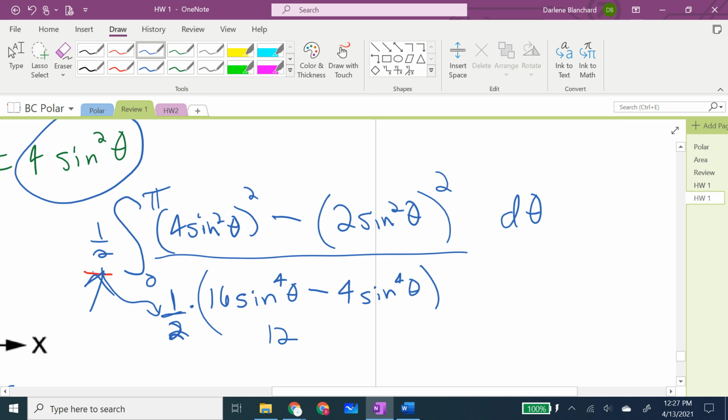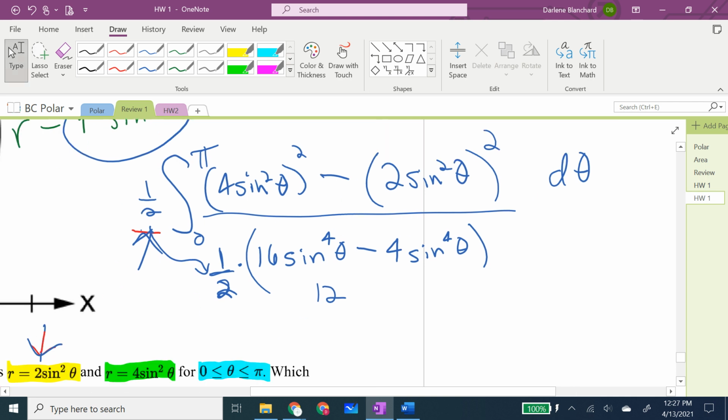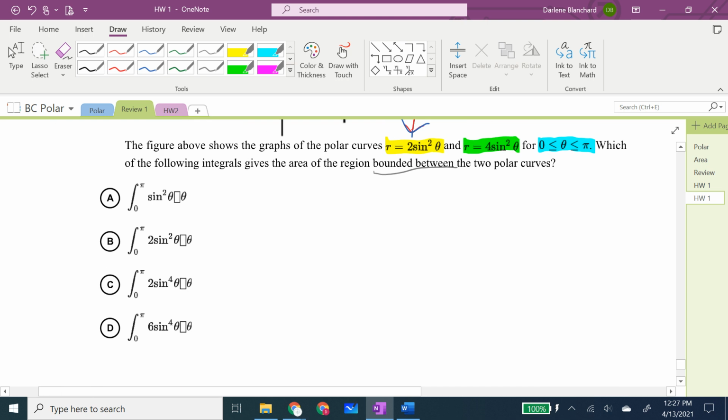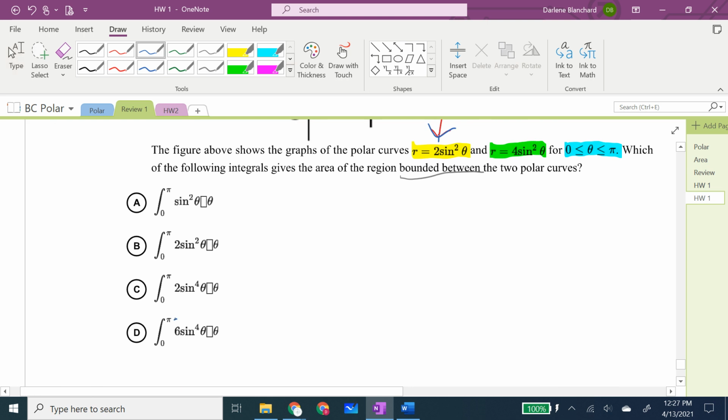16 minus 4 is 12. 12 times 1/2 gives you 6. And there it is. Yay!